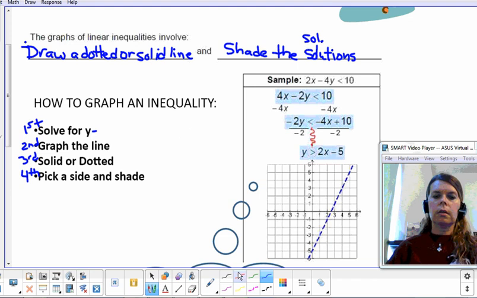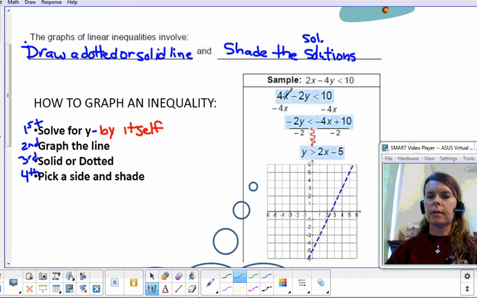Okay, so over here, notice we're going to do step one. Solve for y, get y by itself. So let's write "by itself" to remind yourself. Okay, so we need to get the y by itself. So first you get rid of what's being attached by addition or subtraction. So this 4x is attached by subtraction, but it's a positive 4x. We subtract 4x from both sides.